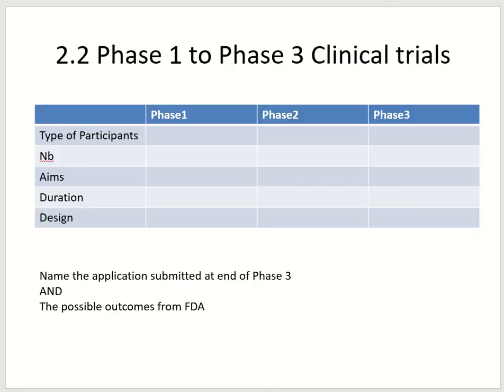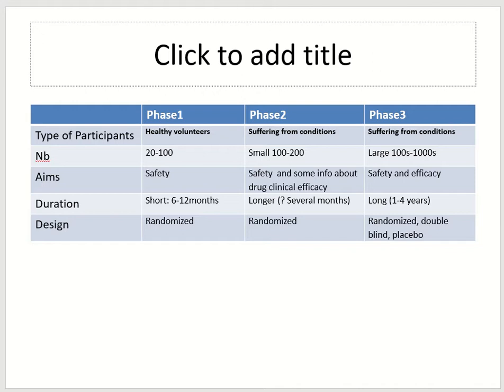That takes us to the characteristics of phase 1, phase 2, phase 3, and what happens at the end of phase 3. We're going to discuss these concepts quickly because you are familiar with them already. So phase 1 is made of volunteers. The sample size is not large. It's looking basically at safety. The duration is in months, and the design is randomized. In phase 2, that's where you start looking at people that are suffering from the condition. The sample size becomes larger. You're looking at safety, but also at the efficacy of the drug, and the duration is longer, but also the design is randomized and experimental.